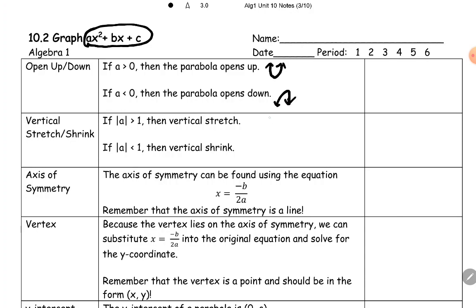If your a value is bigger than 1, then it's tall and skinny, also known as a vertical stretch. If it's less than 1, so this would be kind of like a fraction, like 1/4, a quarter, a third, bigger than 0 but less than 1, then this is called a vertical shrink, where it becomes wide.